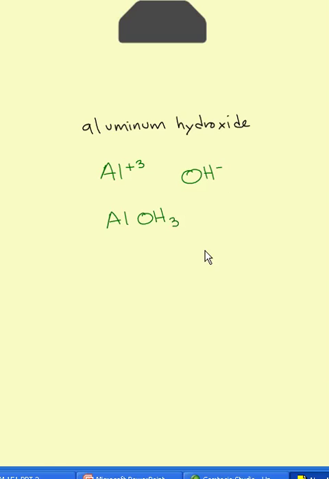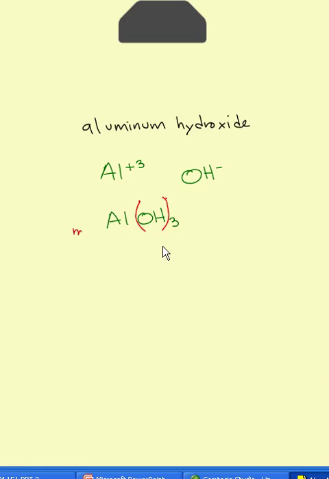Now, one thing that I want to point out is that if I left it like this, this would not be correct. What this says is I have 1 aluminum, 1 oxygen, and 3 hydrogens. And that's not what I want to say. I want to say that I have 3 hydroxides. So the way that I show I have 3 hydroxides is I use parentheses around my hydroxide. And that means I have 3 hydroxides. If I forget the parentheses, then I'm showing an incorrect formula.